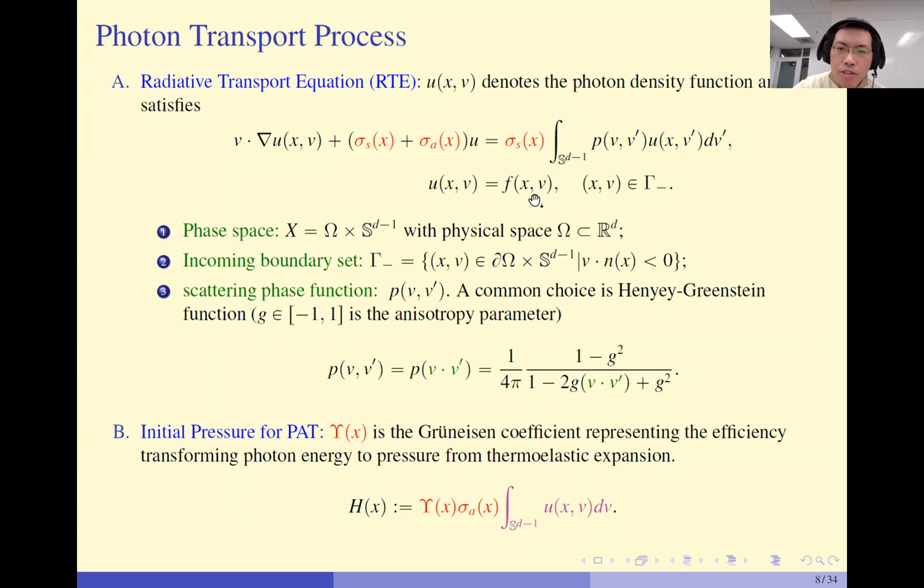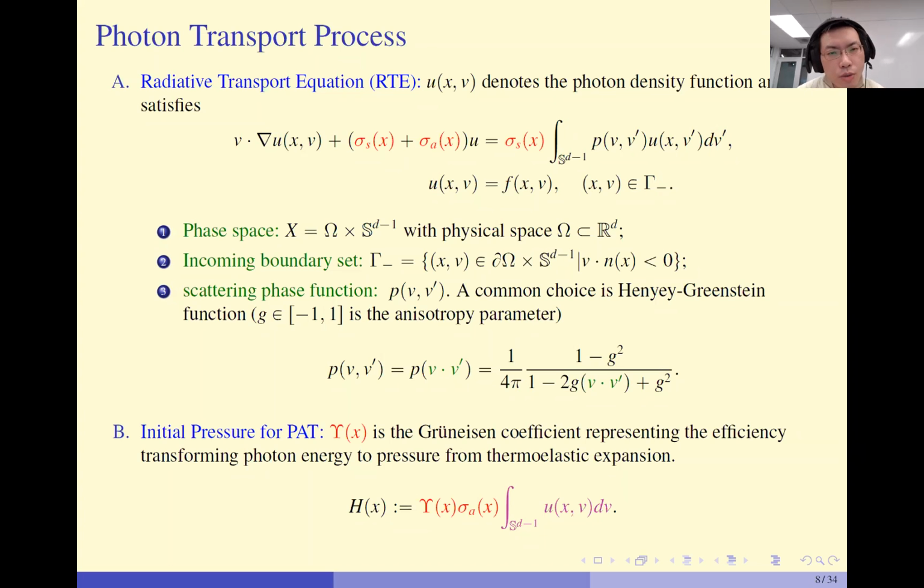And on the boundary, we use this F, which depends on both X and V, to stand for the laser source. The boundary gamma negative stands for the incoming boundary set, that is, the travel direction is pointing inside this medium. And for the scattering phase function for biomedical tissues, people usually use the so-called Henyey-Greenstein function to simulate this physical process, which is the function here. And G is the anisotropy. For typical tissues, G is relatively large, close to 1.